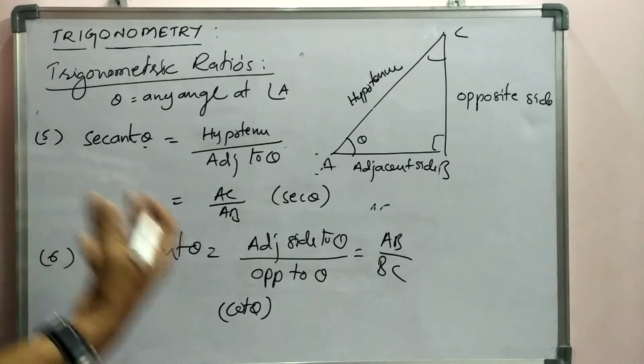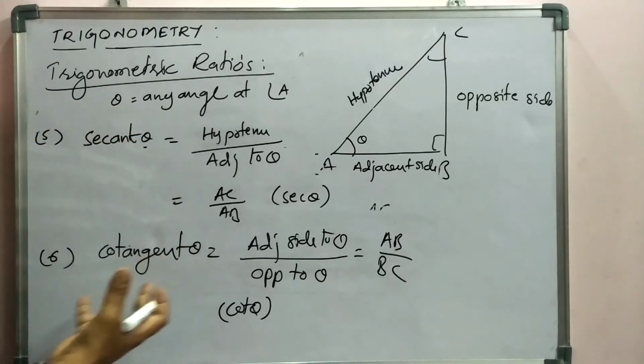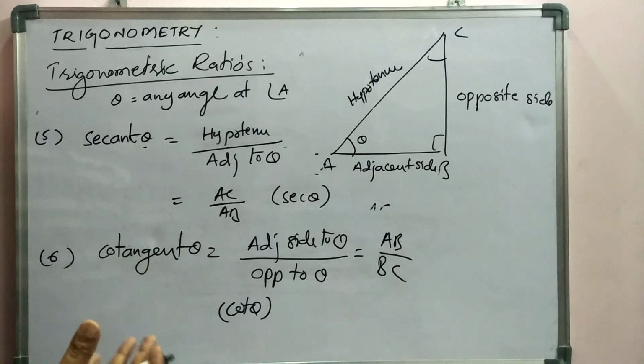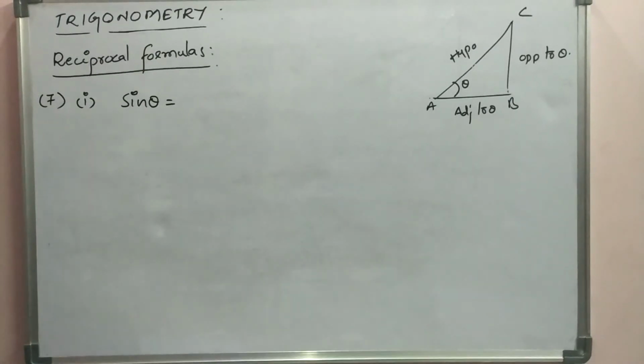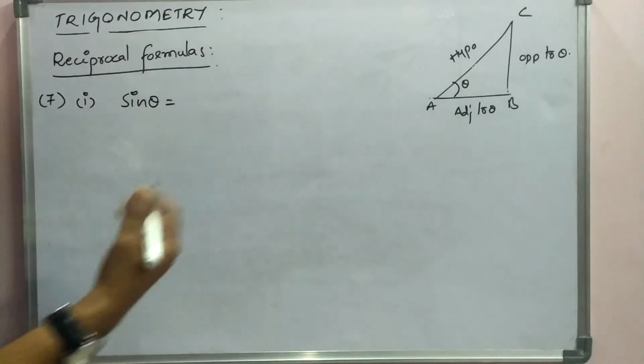Okay, now we see more formulas behind this. Based on these 6 ratios we have several formulas that we discuss in the class. Now we see the reciprocal formulas in trigonometry. These are the basic 6 ratios, and based on them we see the relationships between the angles.